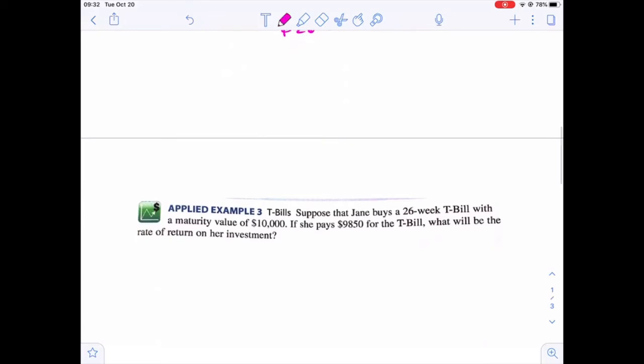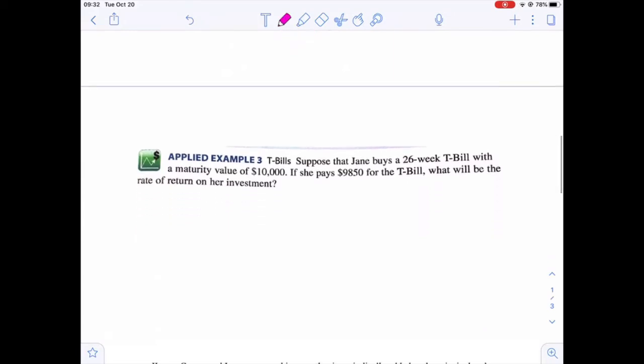Now let's do another example. Example 3 here. T-bills. Suppose that Jane buys a 26-week T-bill with a maturity value of $10,000. If she pays $9,850 for the T-bill, the question is, what will be the rate of return on her investment? So here we are asked to find the rate of return.